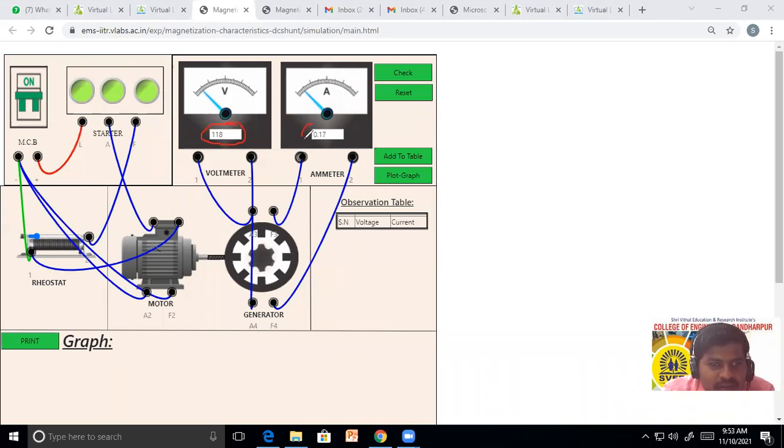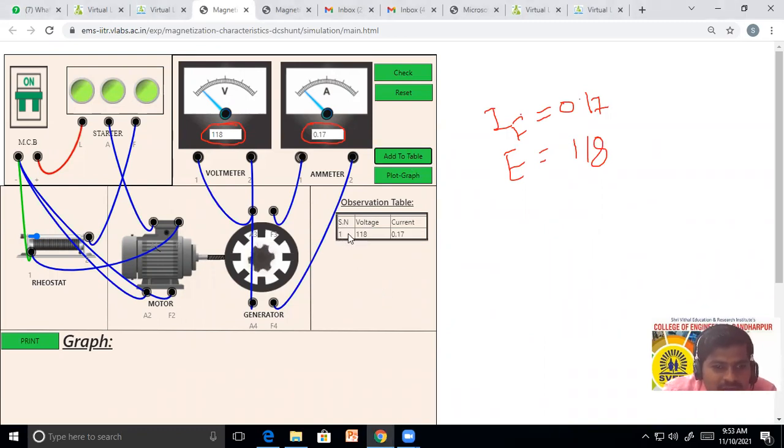and 0.17 is the field current. See, If equals 0.17 ampere, and E0, or it may be E, the no load induced EMF, is nothing but 118. Now we want to take this value into the table. So just click Add to Table. Okay, the value came. In the first reading we have taken 118 volt voltage, 0.17 current.